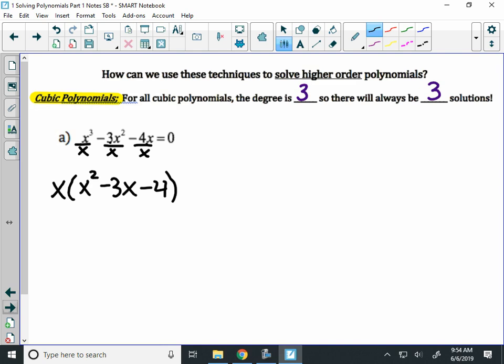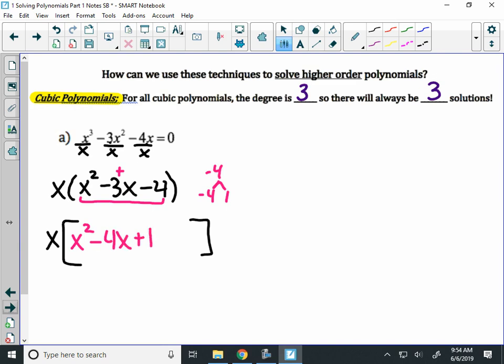Now, what I do is I have to factor the trinomial inside, and I'm going to do that by splitting the middle. So I'm going to leave the x in front, and I'm going to find two numbers here that multiply to negative 4 and add to negative 3, which will be negative 4 and positive 1. So I split the middle: x squared minus 4x plus 1x minus 4.